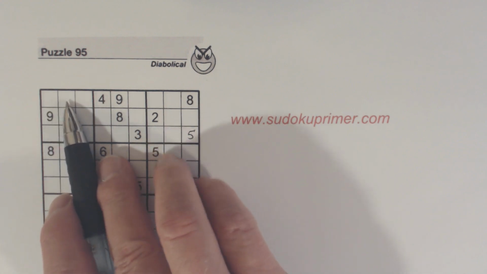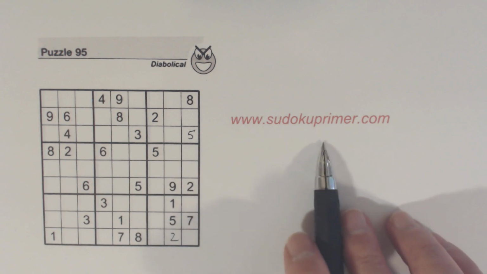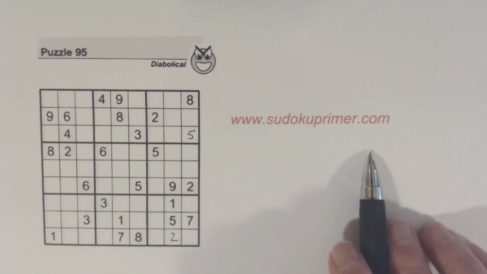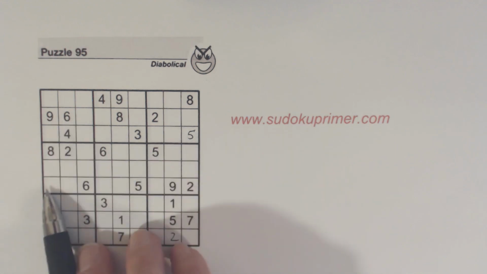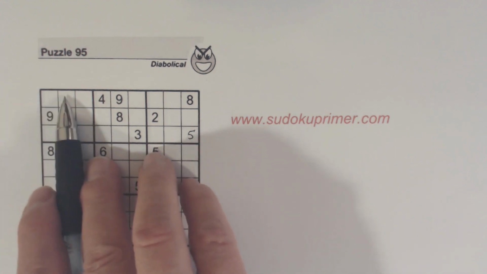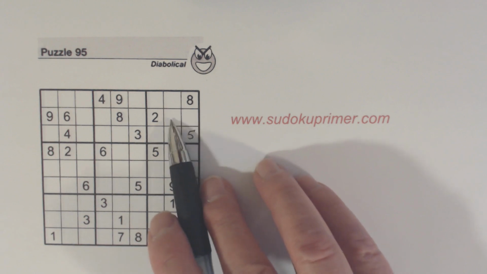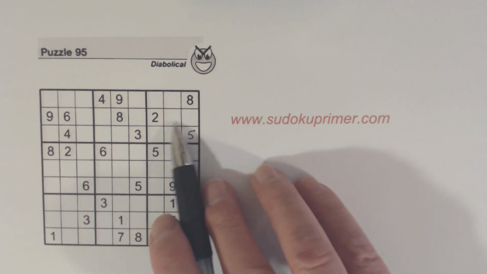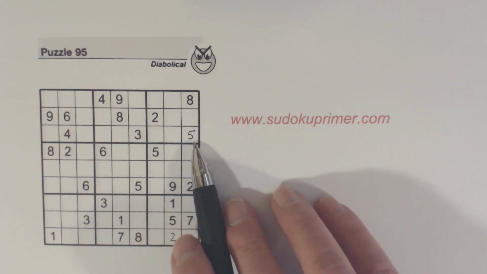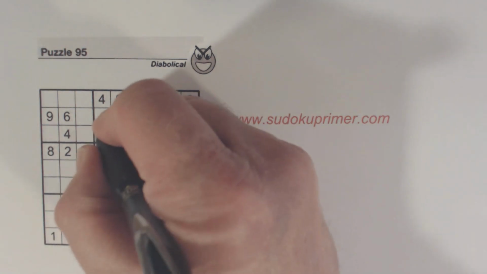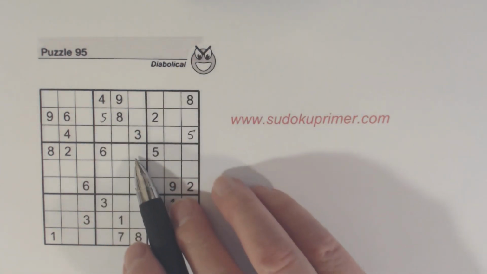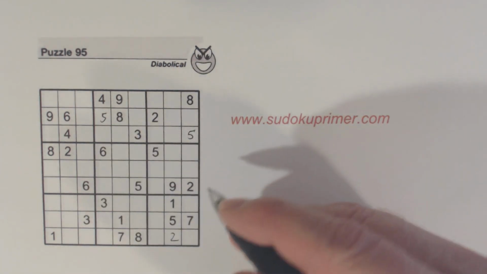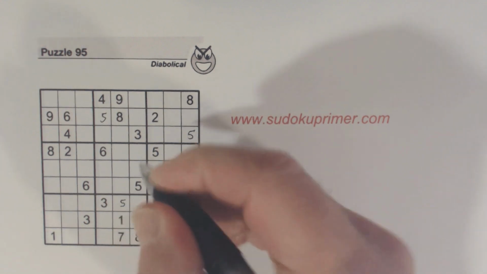And if you're not familiar with ghost numbers, you can go to sudokuprimer.com and look up the techniques section, and it'll explain ghost numbers and how they work. So I have a 3 here, ghost 3s here, so one of these is also a 3, so we have 3, 4 twins right here, so we know that that's a 5. Okay. And then we have a 5 here. That one's pretty self-explanatory. So is this one.